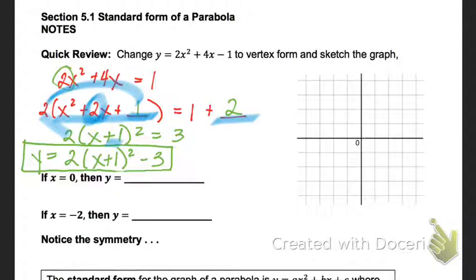If I were to graph this, where would my vertex be? It'd be where? Move right. No, down 3. Down 3. Left 1. Left 1. With the slope of 2 over 1. Good. Yep. See, y'all remember.